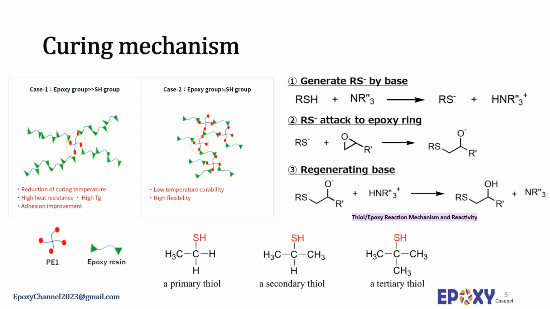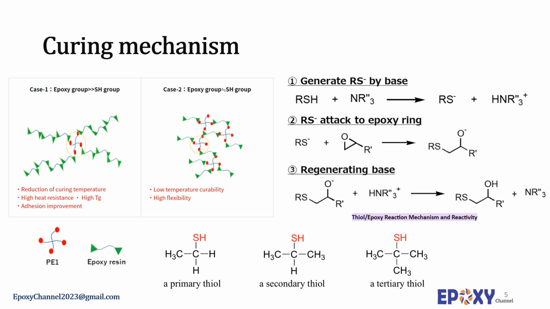Cure mechanism. During curing, thiols are ionized by a base catalyst. The high nucleophilicity of ionized thiol makes it highly reactive to the epoxy group. The thiol breaks the epoxy ring to produce a thiolate anion. The thiolate anion undergoes a proton exchange reaction to regenerate the base catalyst.